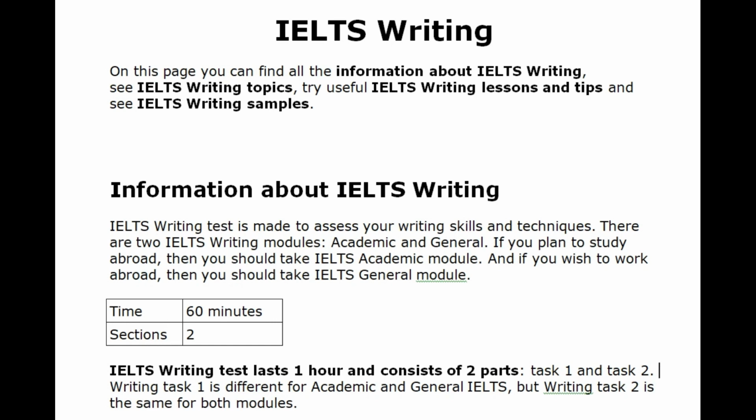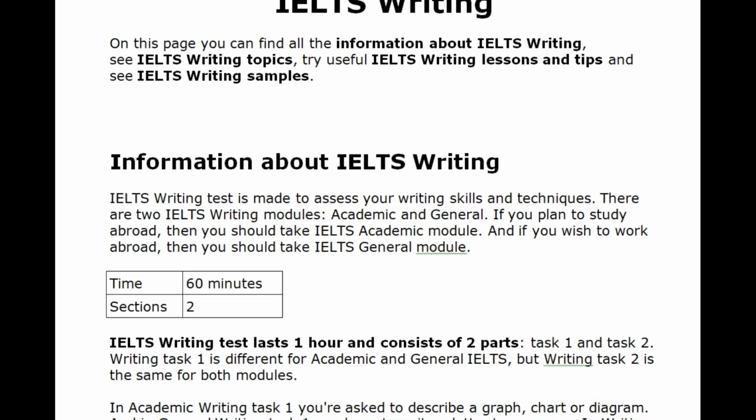The time duration is 60 minutes of the test and 2 sessions. The IELTS writing test lasts 1 hour and consists of 2 parts, task 1 and task 2. Writing task 1 is different for academic and general IELTS, but writing task 2 is the same for both modules.